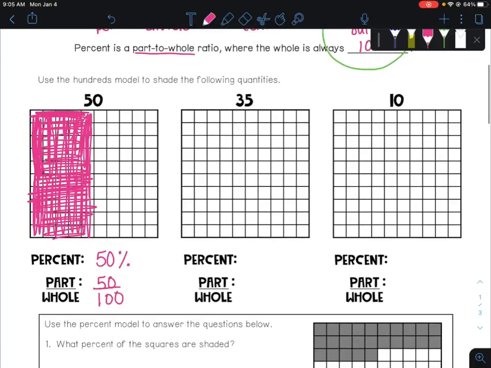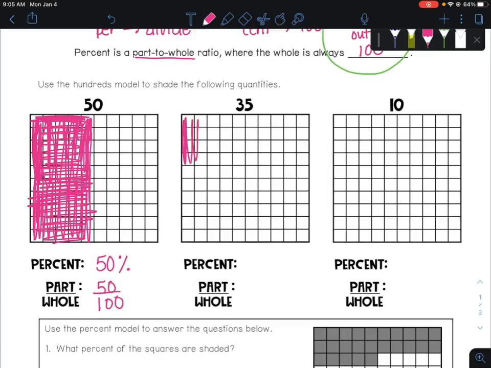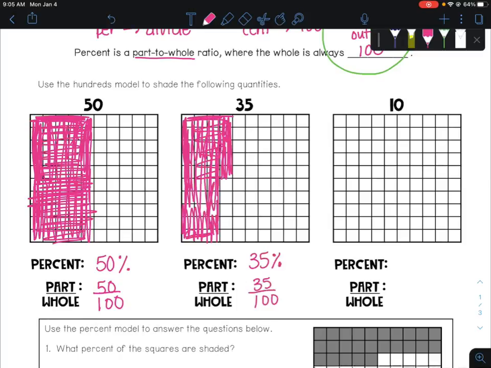35, I'm going to do 3 columns. And then I'm going to do 5 extra spaces. 1, 2, 3, 4, 5, like this. Okay, and again, that's out of 100. So 35%, 35 out of 100. And then if we just do 10 here, we just shade in 1 column, because that's worth 10. 10%, 10 out of 100.